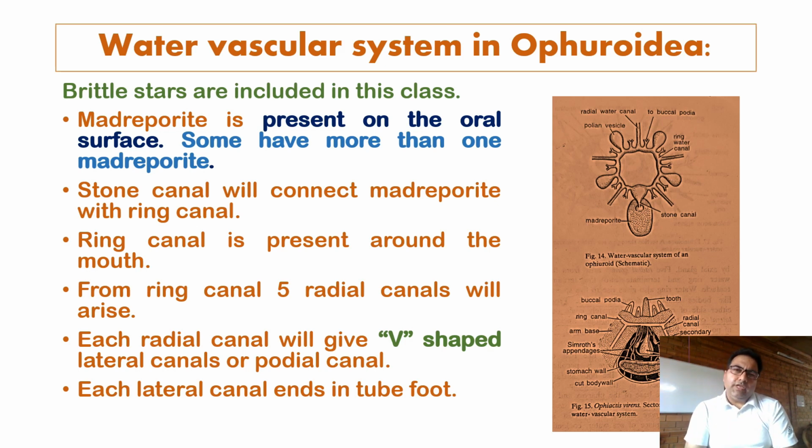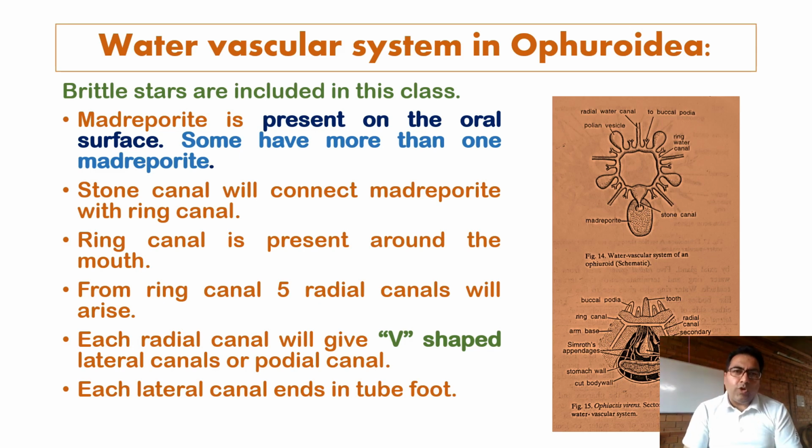Now we shall be moving on to the other classes as well. So we knew about the madreporite in detail, we knew about the stone canal in detail, we knew about the ring canal in detail. On the ring canal, the two important structures, that is the Tiedemann's bodies and the Polian vesicles, we knew about them. Then we moved on to the radial canal. From the radial canal to the lateral canal, from the lateral canal toward the tube feet, we also discussed the structure of the tube feet. So the organization is the same in all these classes, but there is a little bit of modification in the water vascular system that we shall be emphasizing.